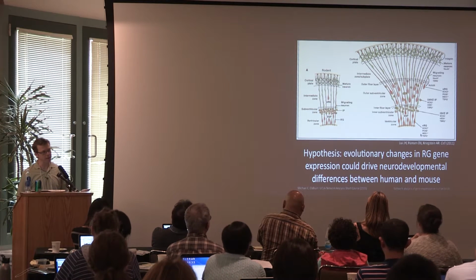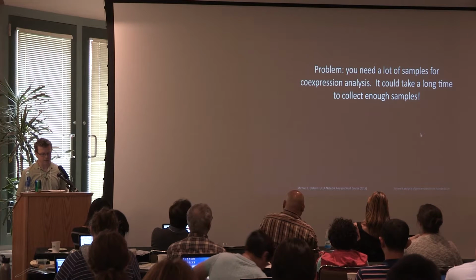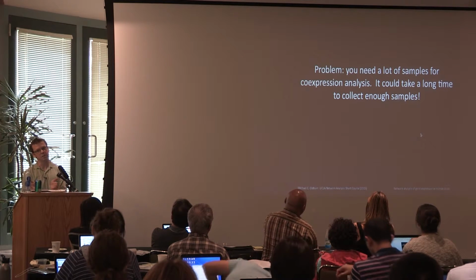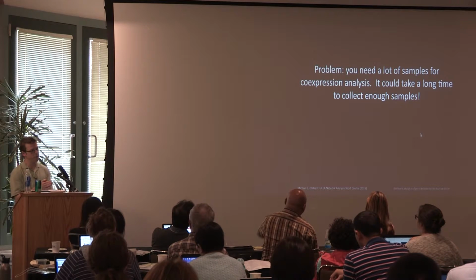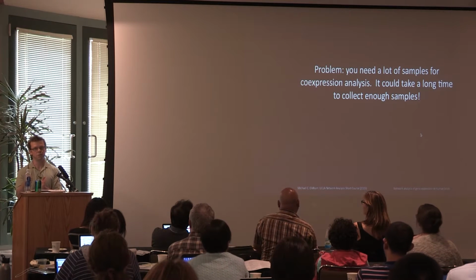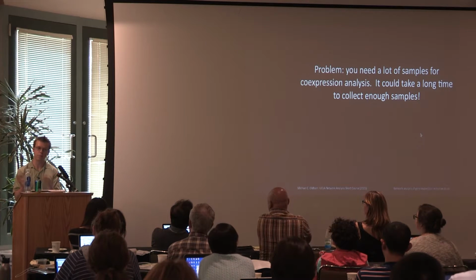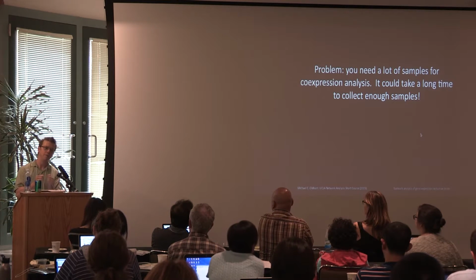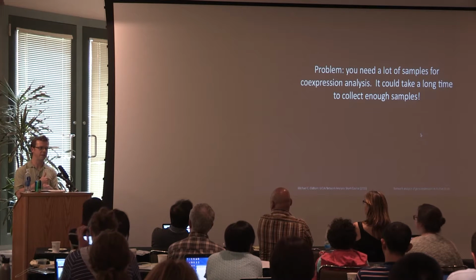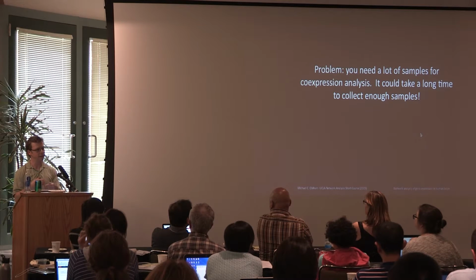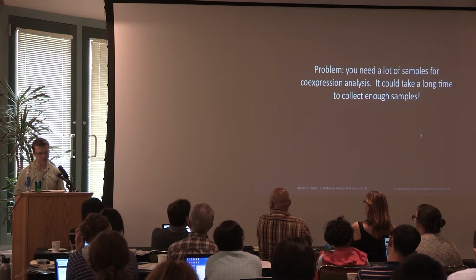So the problem that I was facing is that you want to have a lot of samples to do co-expression analysis. This was in 2010, so it was before the Allen Institute's data came out from fetal human brain samples, before the BrainSpan data set came out. We were fortunate at UCSF because we have access to fetal human brain samples. But I didn't want to sit around for years trying to collect enough samples to do a meaningful co-expression analysis.